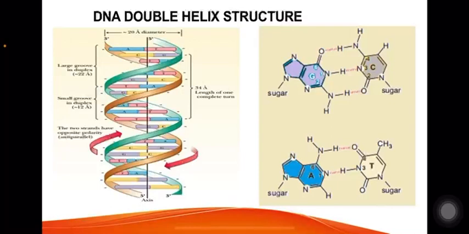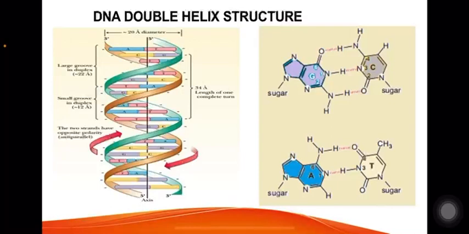Then coming to the structure of nucleic acid, that is the double helical structure given by Watson and Crick. It was postulated by James Watson and Francis Crick in the year 1953. It is a right-handed double helix wound around an arbitrary axis.